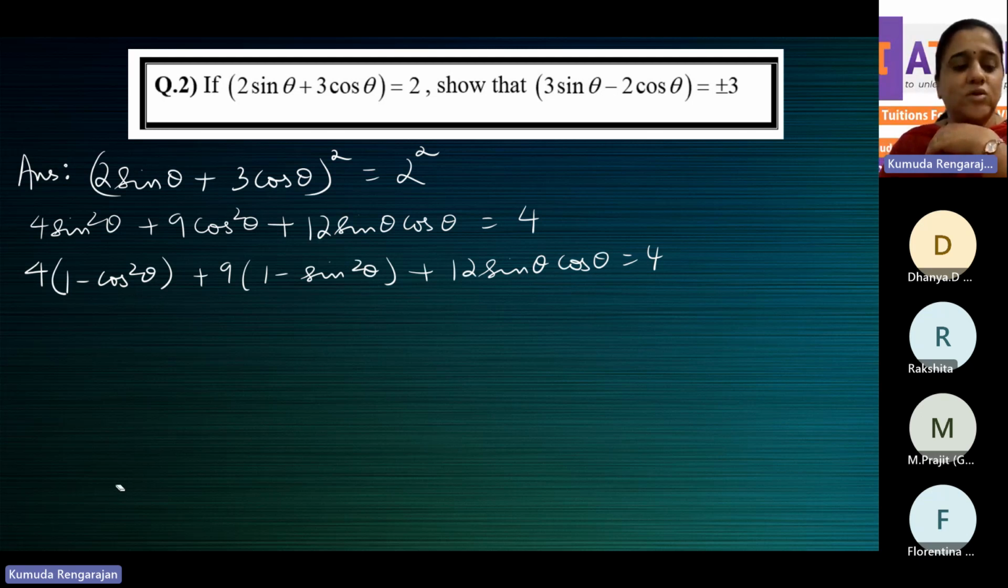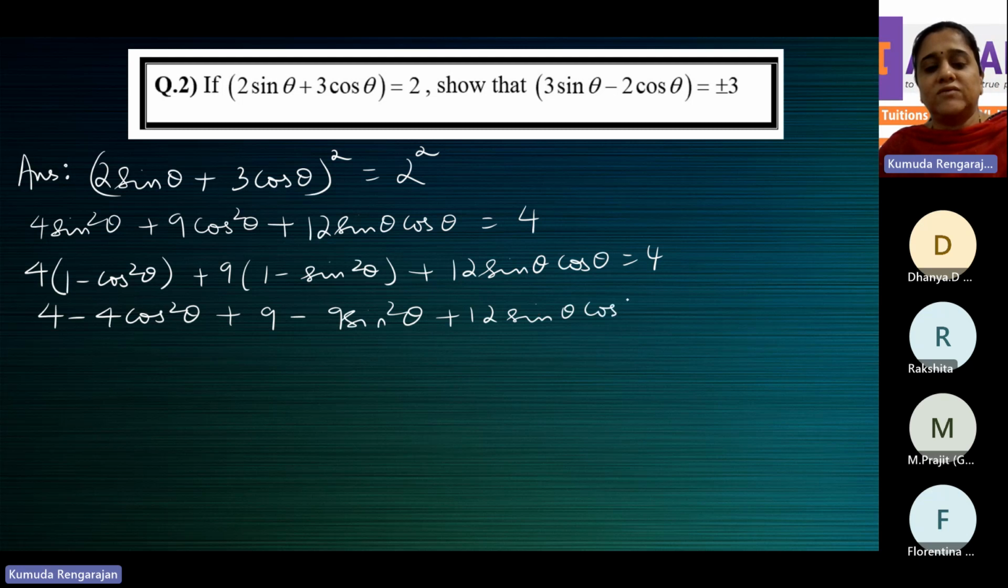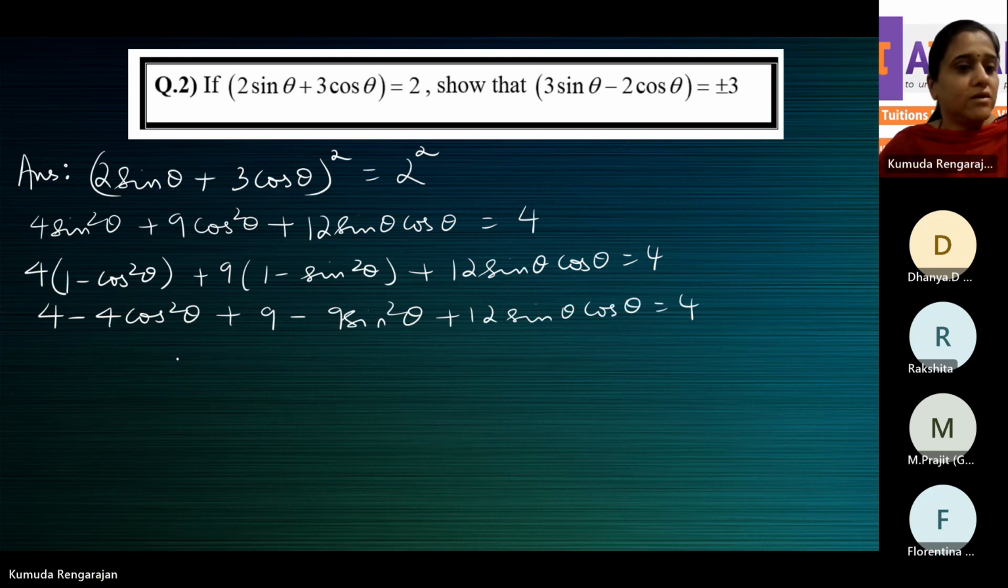And when you get sine square theta and cos square theta, replace sine square theta with 1 minus cos square theta, cos square theta with 1 minus sine square theta. That's it. You're done. Now tell me, 4 minus 4 cos square theta plus 9 minus 9 sine square theta, opening the bracket, plus 12 sine theta cos theta is equal to 4. Now we'll simplify the numbers. 4 plus 9, 13, right? So we'll take the 13 to the other side.